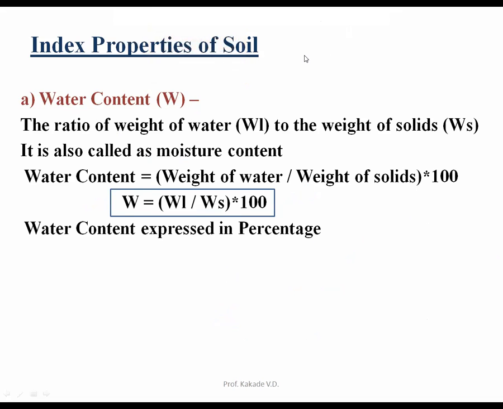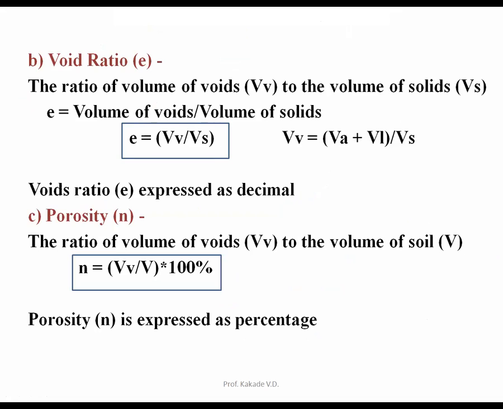The next property from the index properties of a soil is void ratio. Void ratio is an important point from the point of view of permeability, capillarity, swelling of the soil and contraction, consolidation, and density. The density depends on the void ratio. What density is, we will study in the next slide.